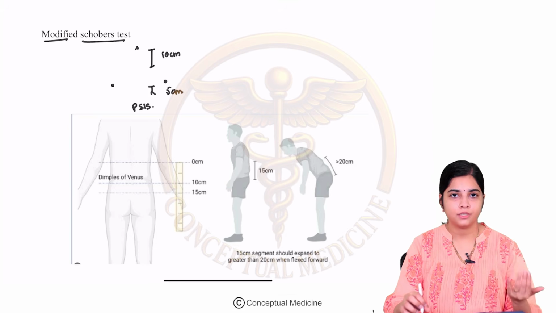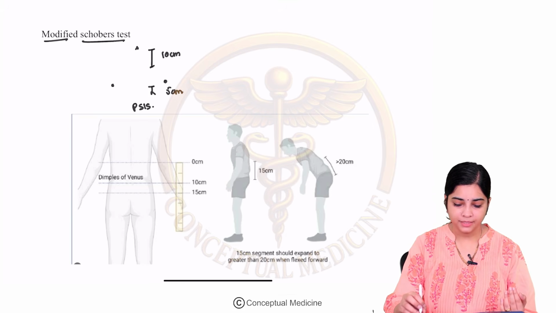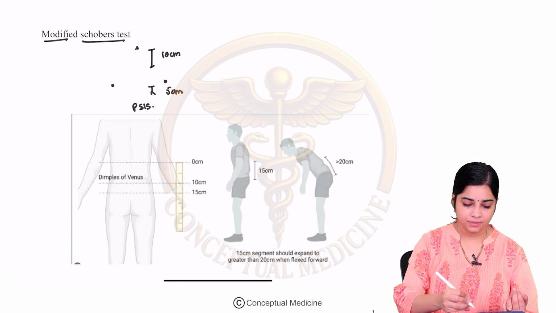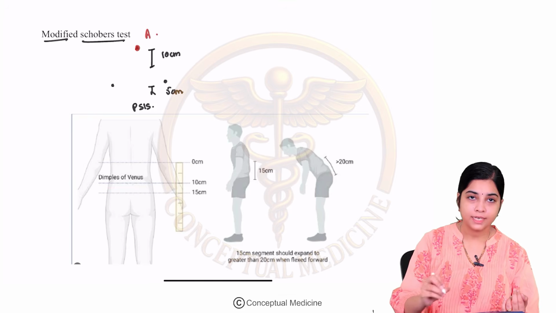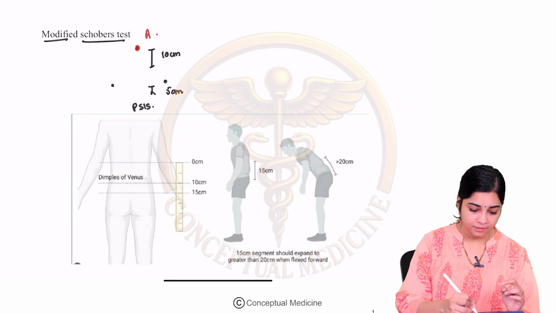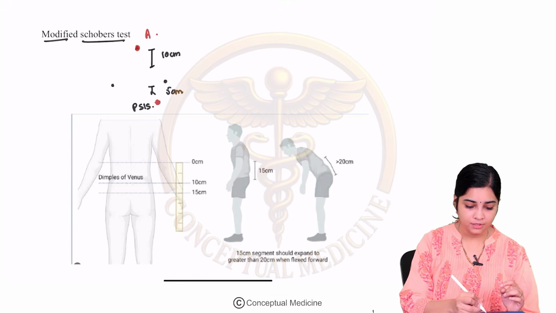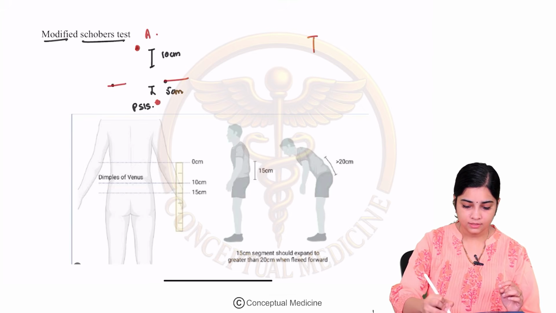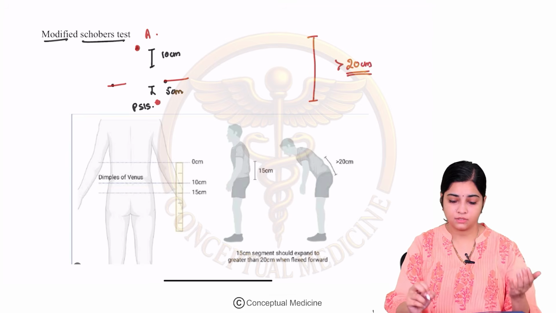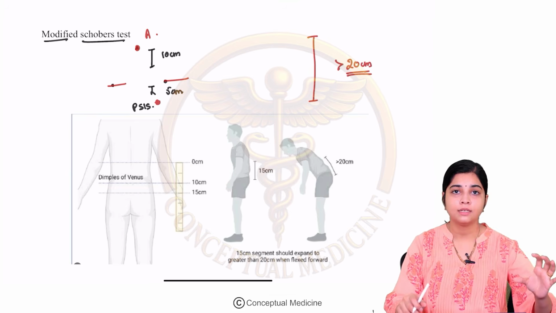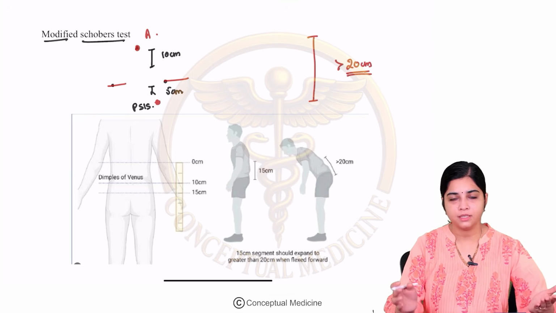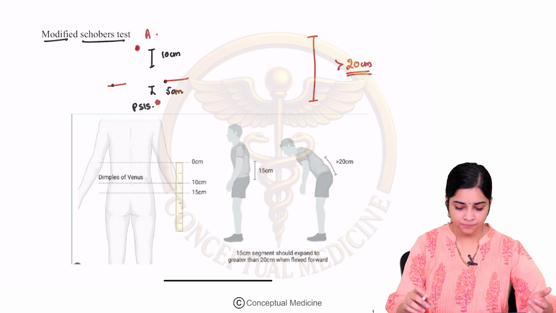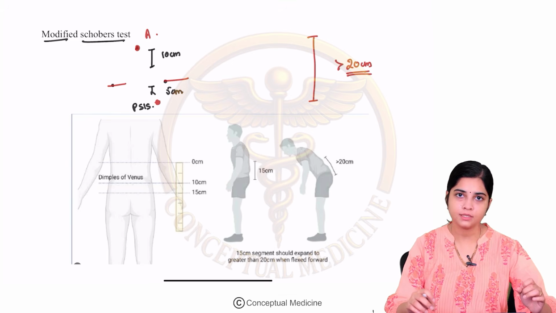Then you ask the patient to bend forward, and the distance between these 2 points, point A, which is 10 centimeters above, and point B, which is 5 centimeters below the PSIS, should increase to more than 20 centimeters. If this does not increase to more than 20 centimeters, that means there is a restriction of movement, and this points more towards ankylosing spondylitis. Clear? So this is about your modified Schober's test.